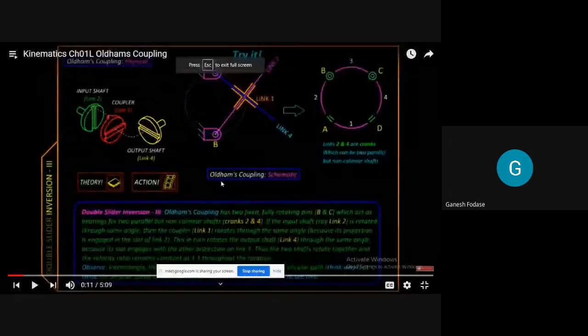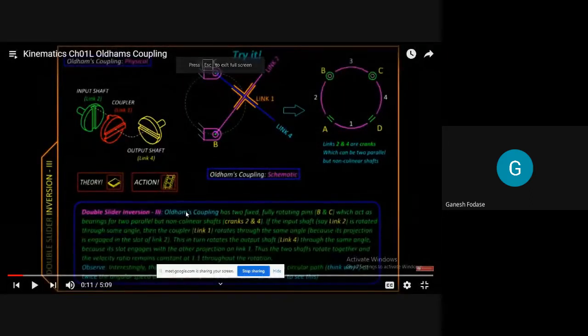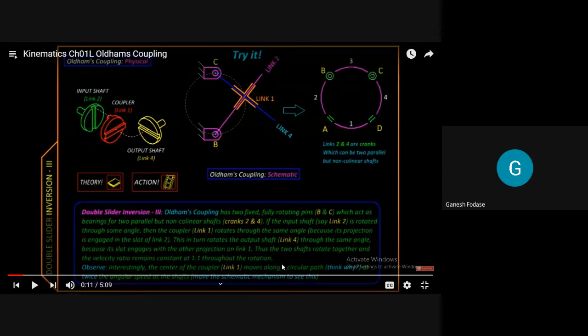Oldham coupling is used for what? Automobile. It is, remember, used to connect 2 parallel shafts. Okay, I'll come to that topic later on also. Let's understand again the basics we discussed. Is the screen visible to you?